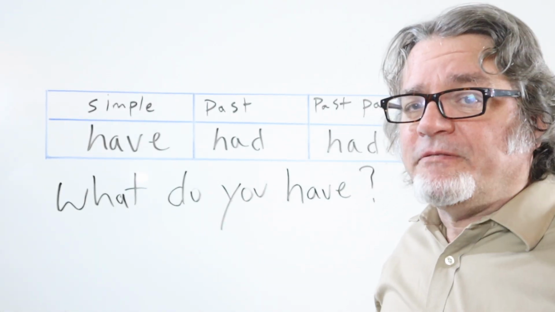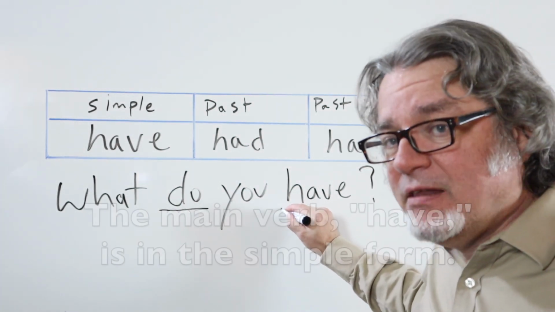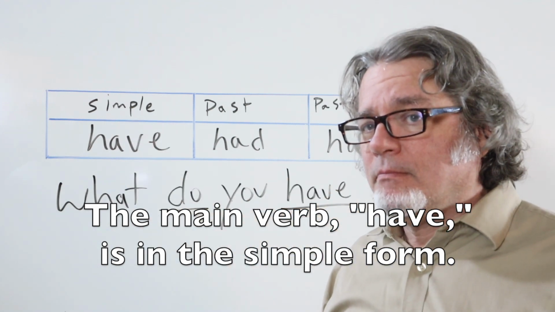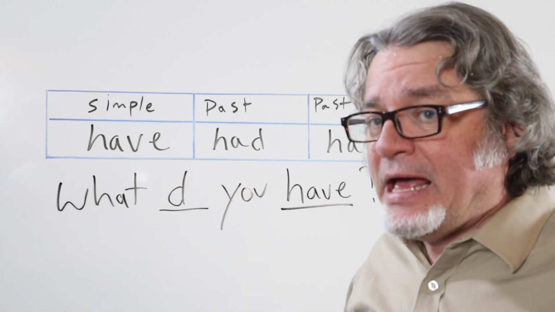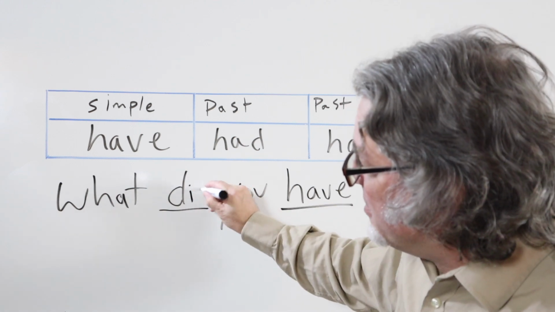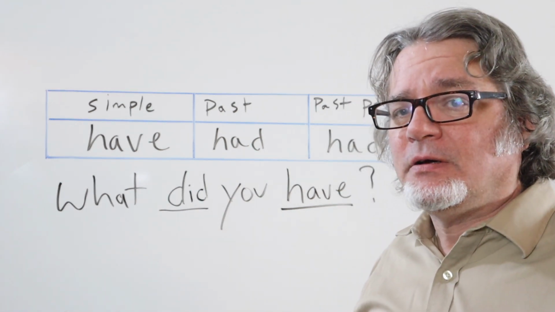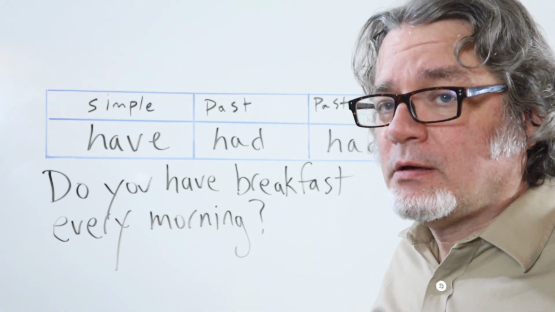What do you have? Here's the helping verb, and then here's the main verb, have, in the simple form. If you put this into the past tense, just change the helping verb to did. What did you have?